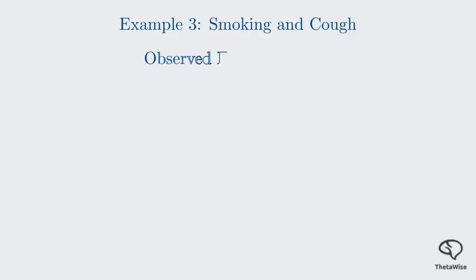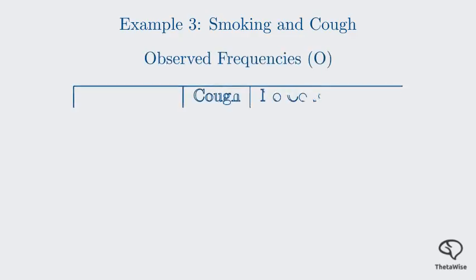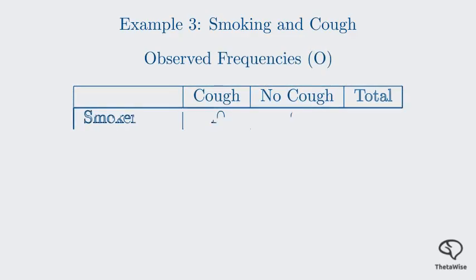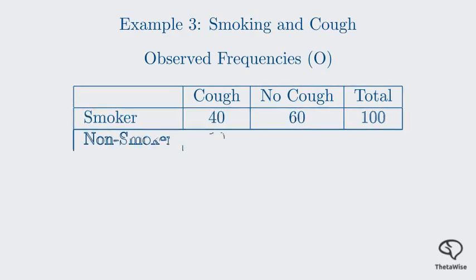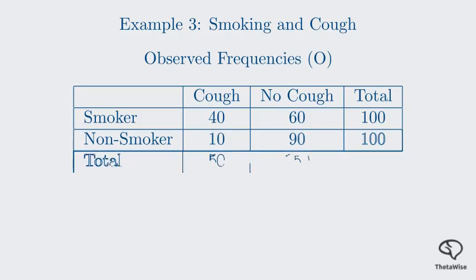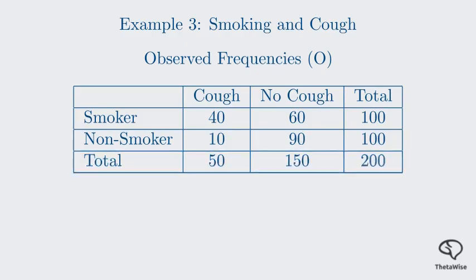Let's work through an example. A study investigates the relationship between smoking status and the development of a chronic cough. Here is our contingency table. We have 100 smokers and 100 non-smokers. Among smokers, 40 have a cough and 60 do not. Among non-smokers, 10 have a cough and 90 do not.